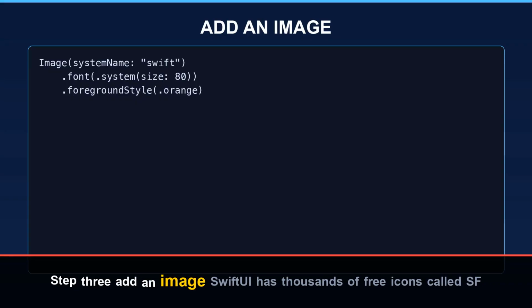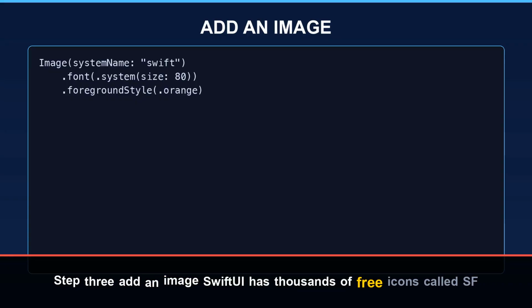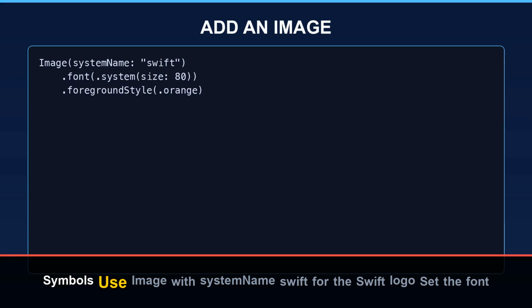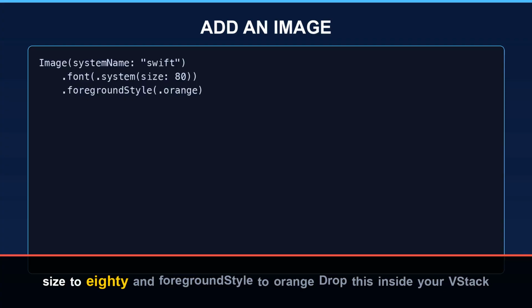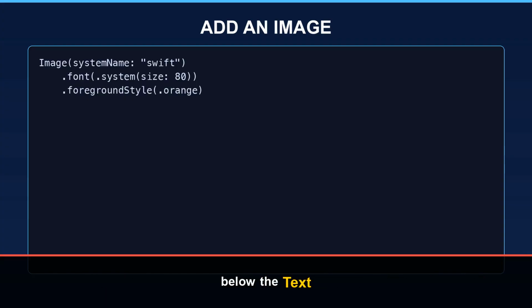Step 3. Add an image. SwiftUI has thousands of free icons called SF symbols. Use image with system name Swift for the Swift logo. Set the font size to 80 and foreground style to orange. Drop this inside your VStack below the text.